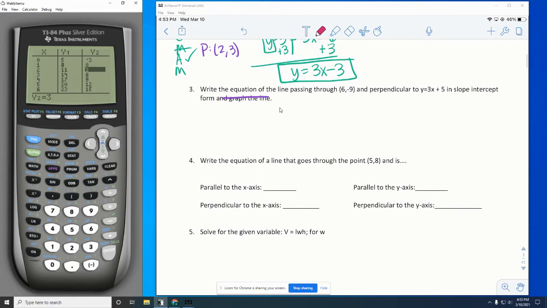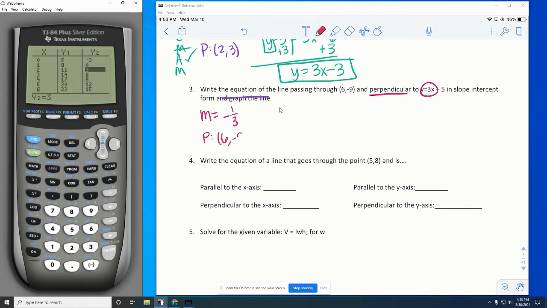Number 3, similar idea. We want it to go through the point (6, -9) and be perpendicular to that line in slope-intercept form. So perpendicular means we flop the slope. Remember, flopposite. So we're going to take 3, we're going to flip it to 1/3, and we're going to make it the opposite sign. So that's going to turn into a -1/3.